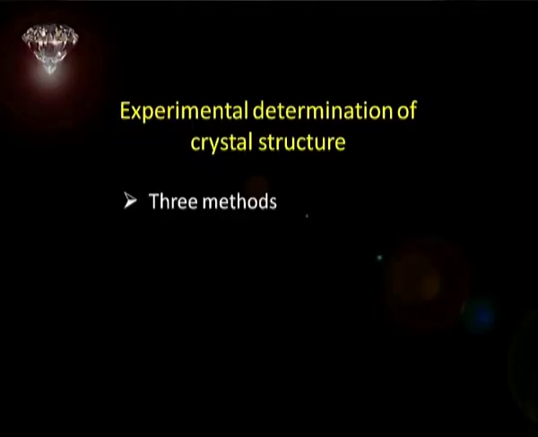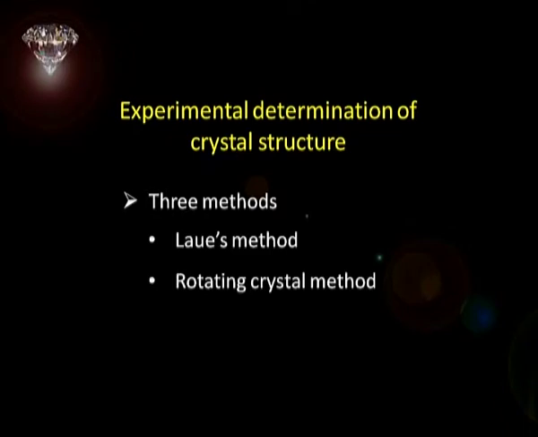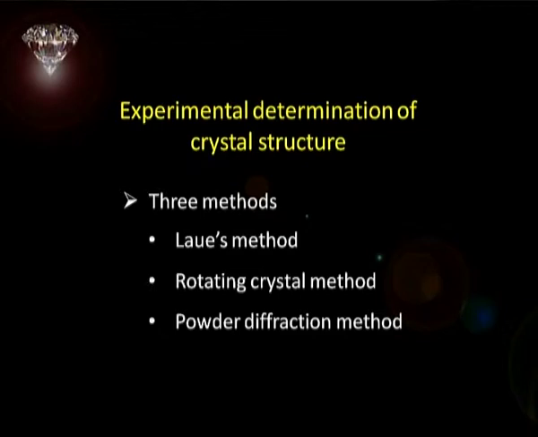Now, we want to put all this into practice and see how to make use of this information to decipher the crystalline structure of a given crystalline solid. To do that, let us see what the different methods are. There are three methods of determination of crystal structure: the Laue method, the rotating crystal method, and the powder diffraction method. We will talk briefly about each one of them and then see in what way they are the same or different. We will compare them towards the end.